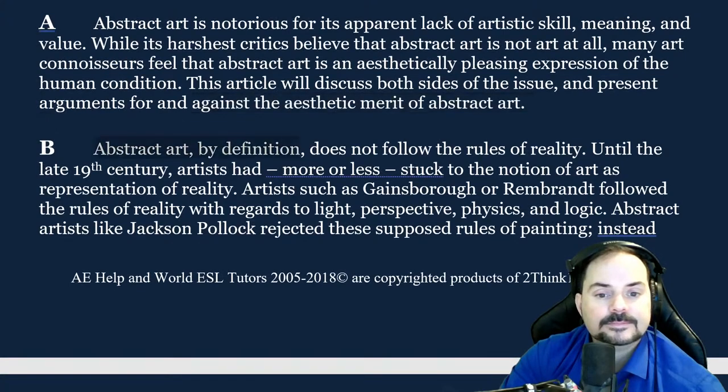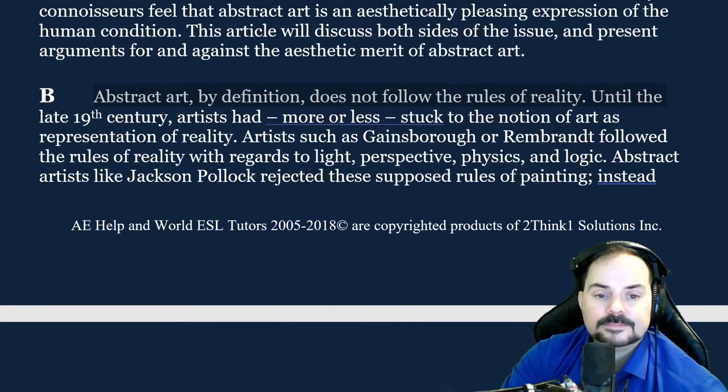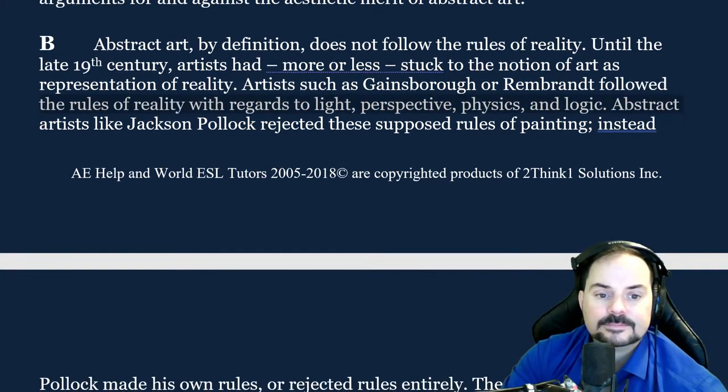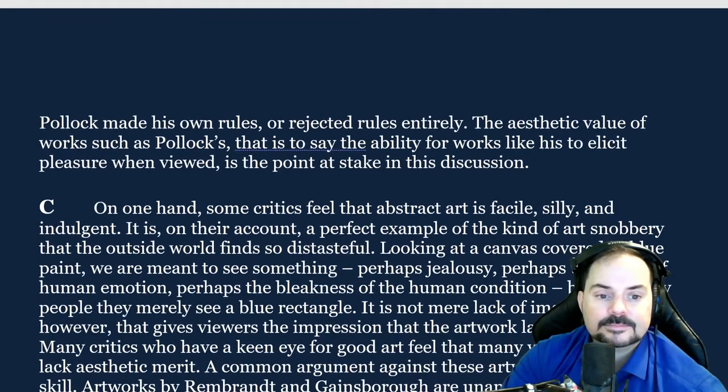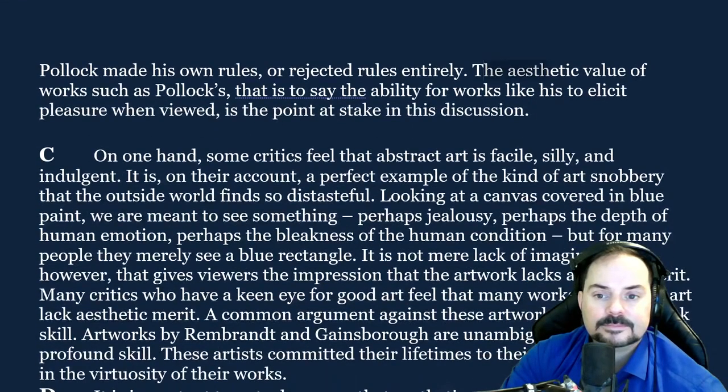Abstract art, by definition, does not follow the rules of reality. Until the late 19th century, artists had, more or less, stuck to the notion of art as representation of reality. Artists such as Gainsborough or Rembrandt follow the rules of reality with regards to light, perspective, physics and logic. Abstract artists like Jackson Pollock rejected these supposed rules of painting. Instead, Pollock made his own rules, or rejected rules entirely. The aesthetic value of works such as Pollock's, that is to say the ability for works like his to elicit pleasure when viewed, is the point at stake in this discussion.